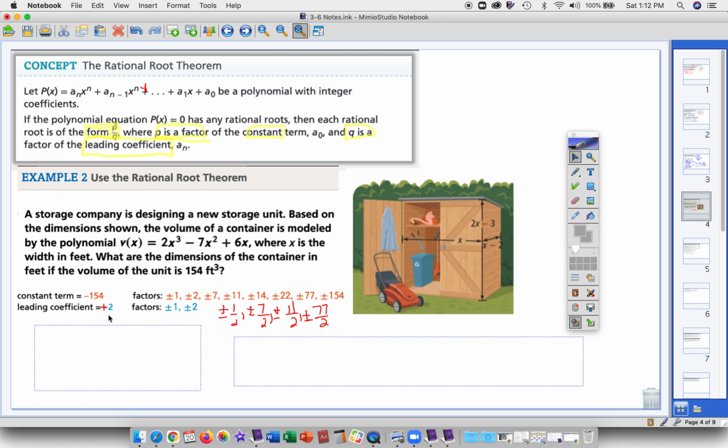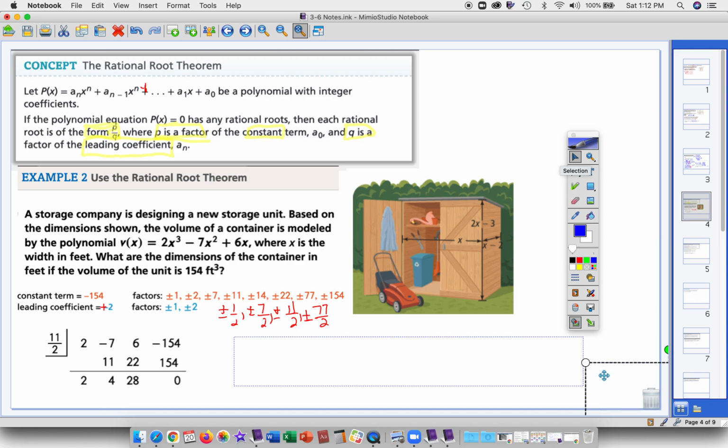Okay? And that would be a lot of testing. So we're just going to get right to it, just so you can see the process here. To test which one actually is a solution, we would start doing our synthetic division. That's a lot of possibilities though, so I've narrowed it down. 11 over 2 works, right? And I know that because when I do the synthetic division, I get remainder 0.